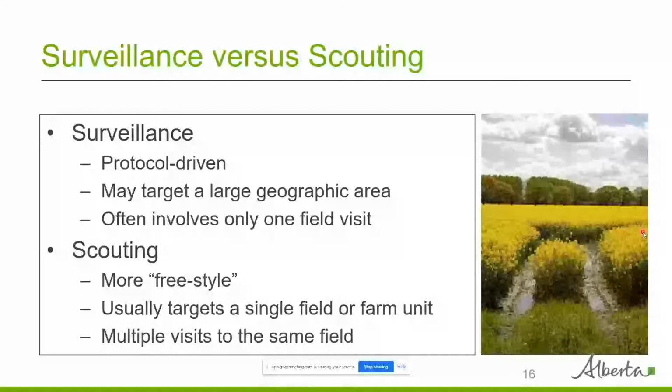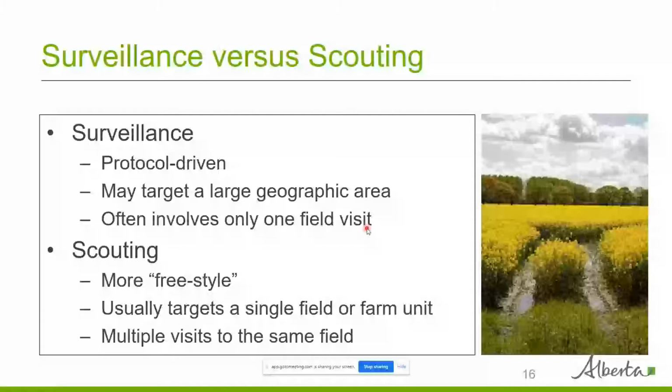Okay, so this leads us to looking for it. If I live in an area where clubroot's been reported for the first time, I'm going to want to be on the lookout for it to see if it's going to show up on my farm or in my area. And so let's talk a little bit about surveillance versus scouting. When I get up and talk, a lot of what I talk about has to do with crop disease surveys. Now, these surveys are protocol-driven activities that usually target the whole province of Alberta and usually only involve one field visit during the season.